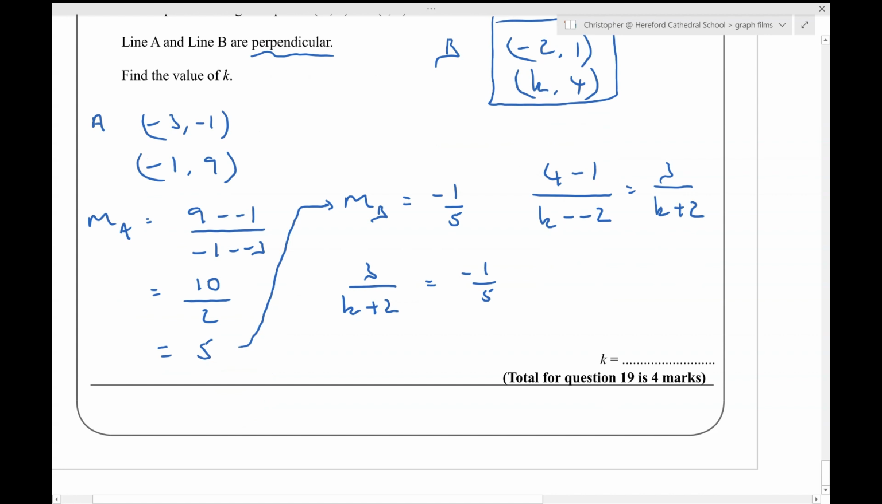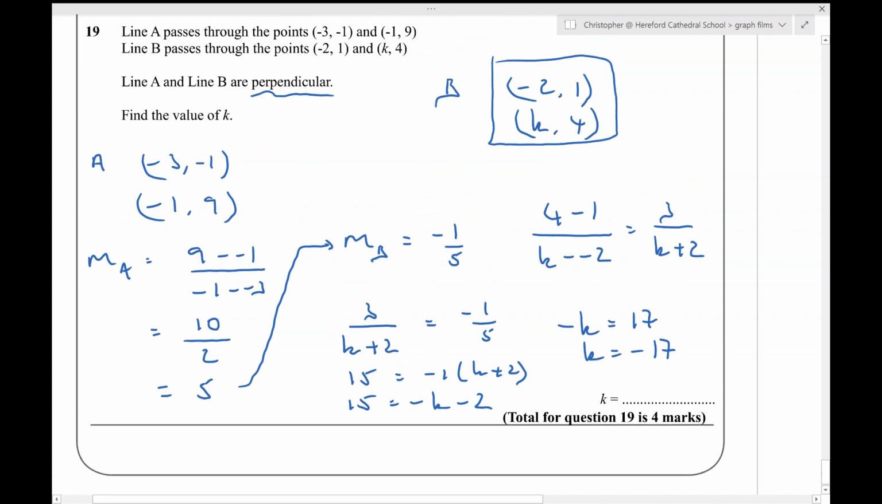Great. I'm going to multiply both sides by 5, and I'm going to multiply both sides by k plus 2. That's going to give me 15 equals minus 1 times k plus 2. So 15 equals minus k minus 2. So minus k equals 17. k equals minus 17. And that is my answer to question 19.